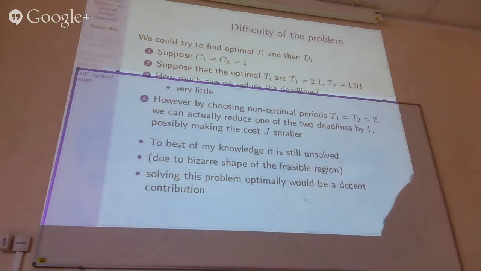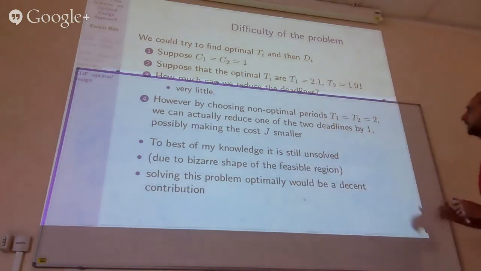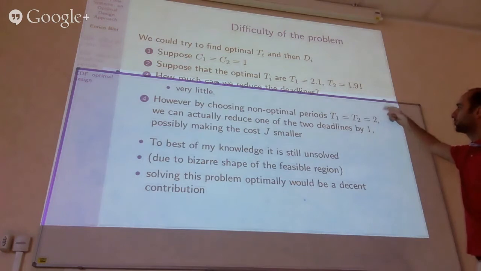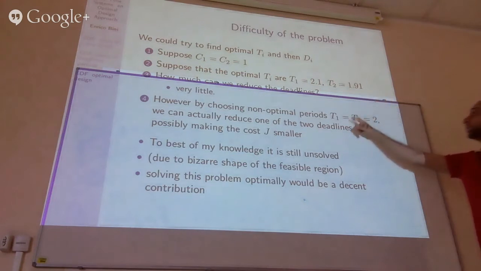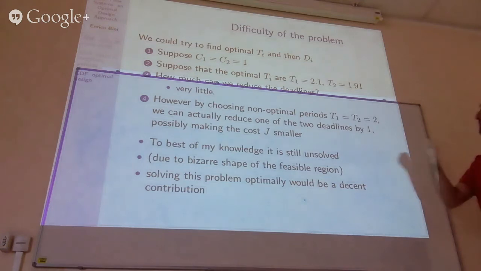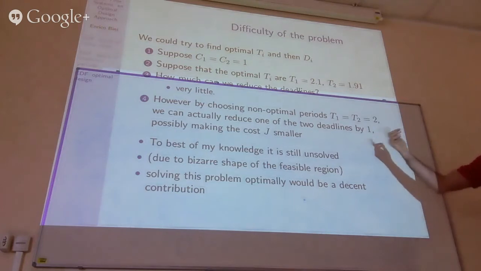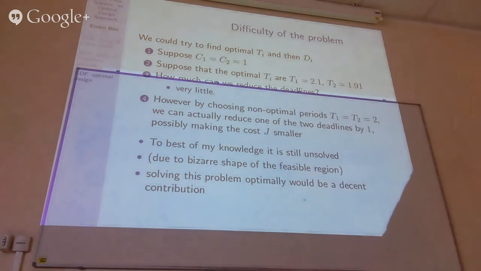And of course, solving this problem would be a decent contribution, because here we are somehow suggesting not to choose the optimal periods, because the optimal periods are these ones, but then we see, look, if we just perturb the optimal periods by a little bit, instead of 2.1 and 1.91, we take 2, we lose optimality for the period, but we gain a big advantage in terms of deadline. We can reduce the deadline by a lot, possibly making the cost smaller if the task set is sensitive to the delay. Okay, this concludes the class.